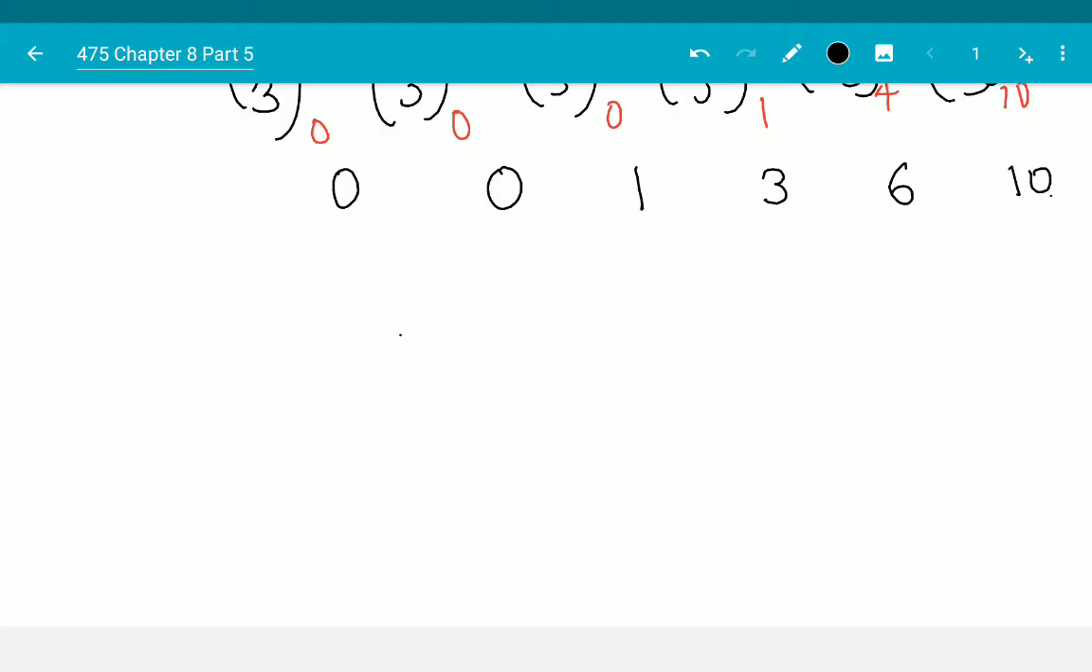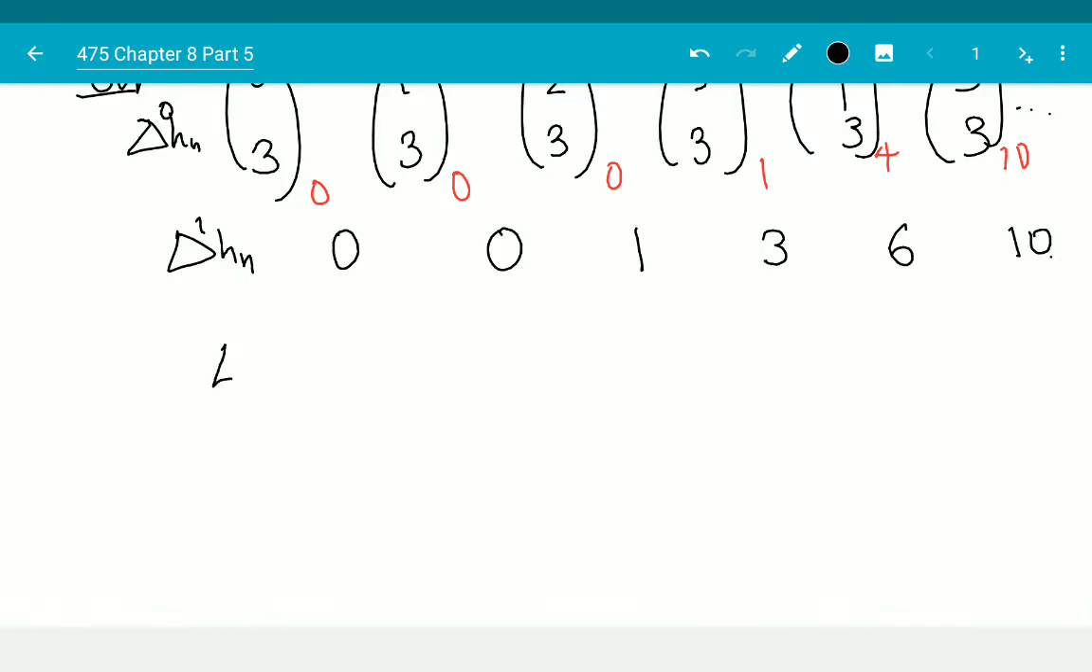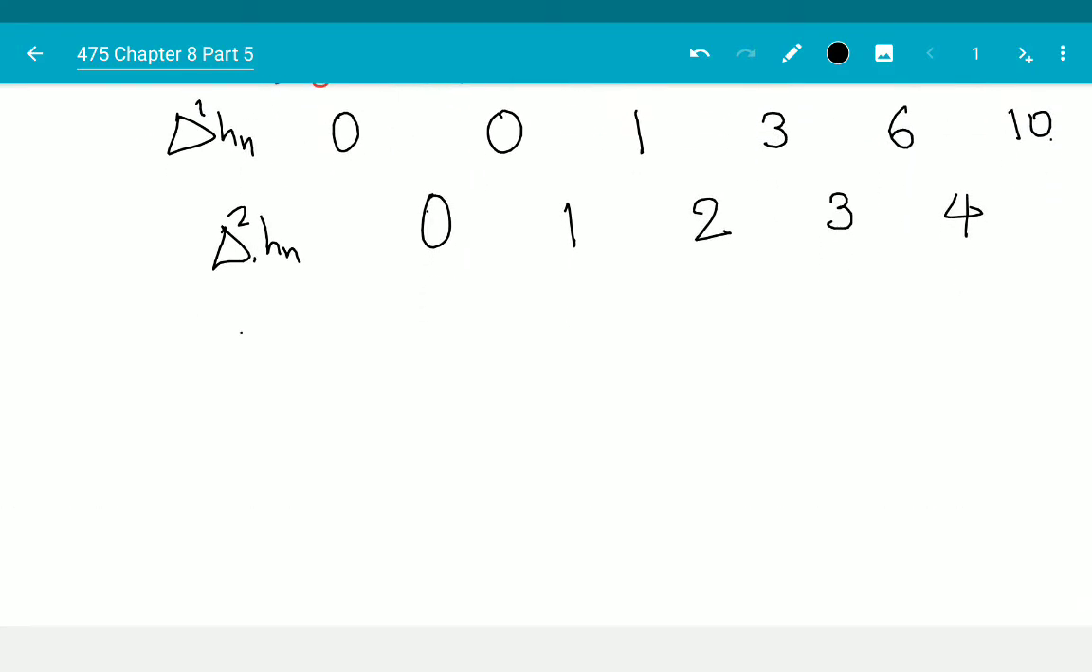Let us look at the differences again. So let me write this down. This is delta 0 hn, delta 1 hn, delta 2 hn. 0, 0 gives you 0; 0, 1 gives you 1; 1, 3 gives you 2; 3, 6 gives you 3; 6, 10 gives you 4. You can see a pattern developing.